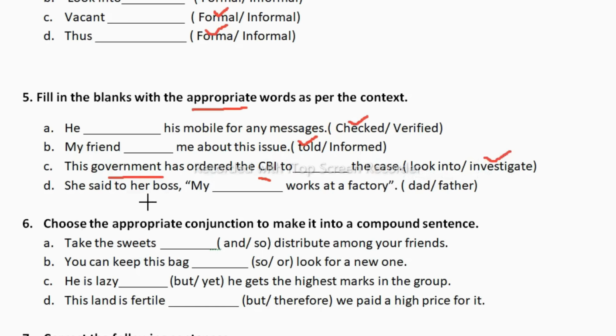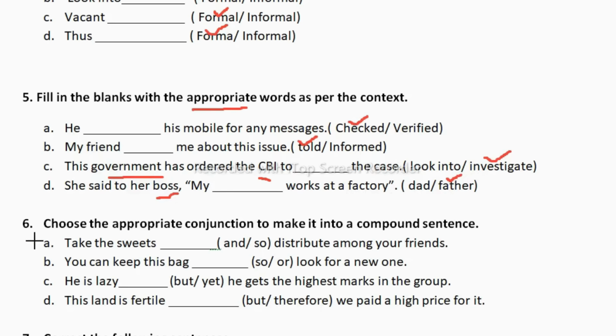Next, she said to her boss. Now we are talking with a boss here, so we cannot use informal language. We should use formal language. She said to her boss, my dash works at a factory. Now, dad or father? Dad is an informal word and father is a formal word. So we use father here.